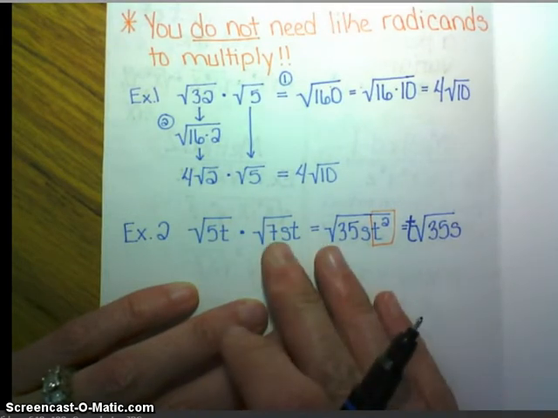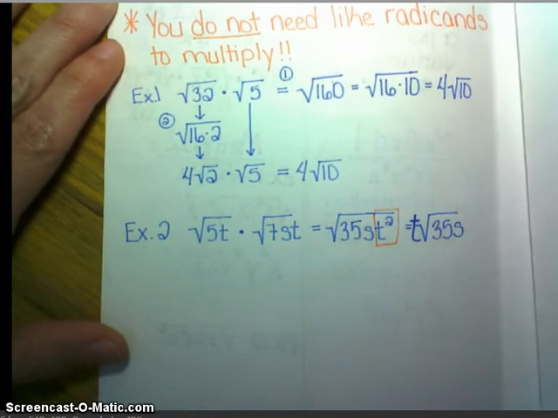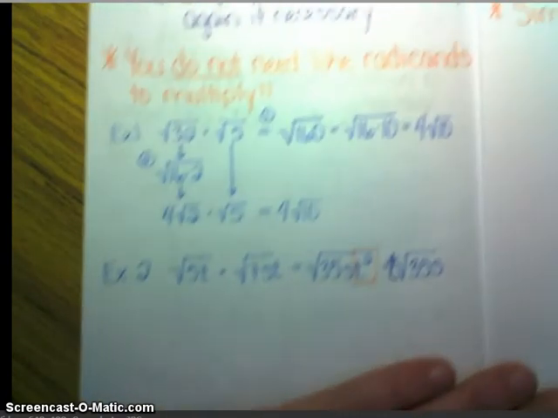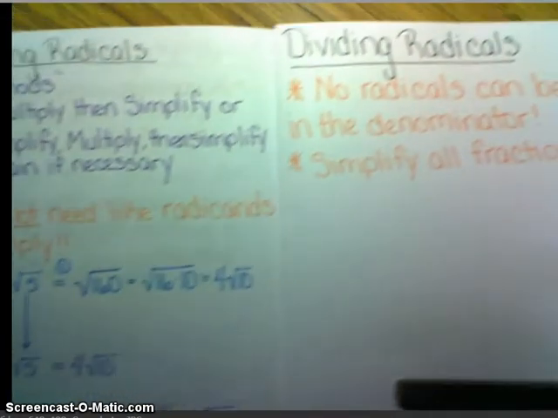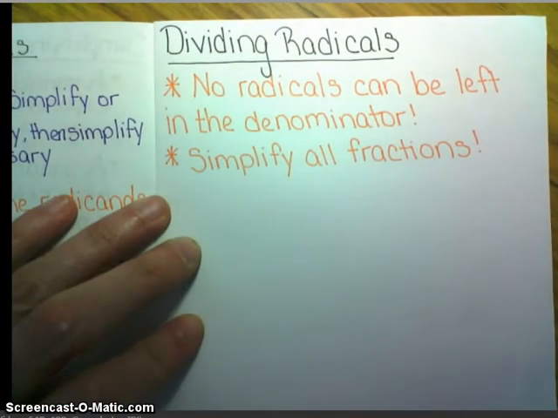Now that's multiplying. Okay? Now, slide your paper over to the other side. Stay in your note packet, slide it over to the other side, and here is dividing. There's a couple of rules about division that you need to keep in mind. No radicals can be left in the denominator. That means once you do all of your simplifying, the denominator does not have a radical sign. And if it does, we'll talk later about what to do with that.